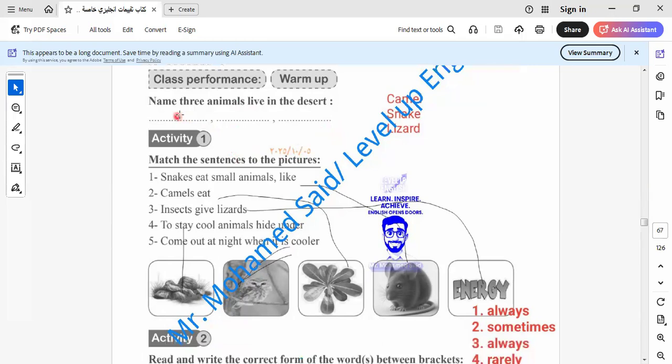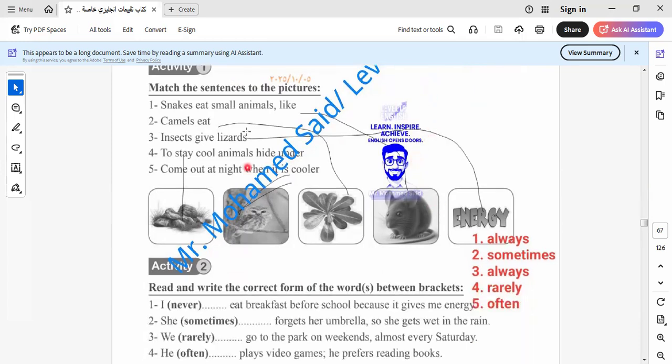Here we say, name 3 animals of the desert. You can say camel, snake, and lizard, or, I think all of us took it in science last year, the fennec fox is one of the desert animals. Let's go to another one here. Here we say, snakes eat small fish, like what? Snakes eat small fish, like red.